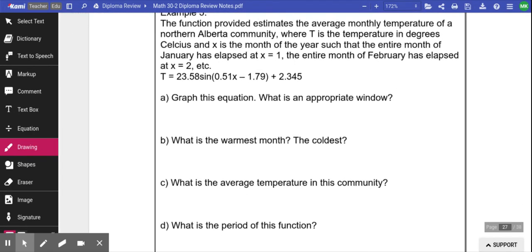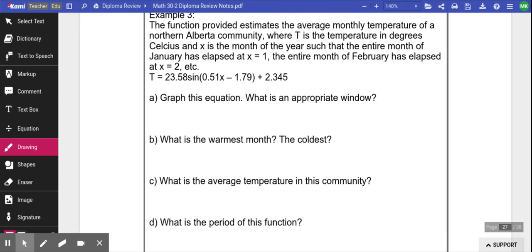Sample 3. The function provided estimates the average monthly temperature of a northern Alberta community, where T is the temperature in degrees Celsius and X is the month of the year, such that the entire month of January has elapsed at X equals 1, the entire month of February has elapsed at X equals 2, etc. Then they give you the equation: T equals 23.58 sine(0.51x minus 1.79) plus 2.345. Graph this equation with an appropriate window.